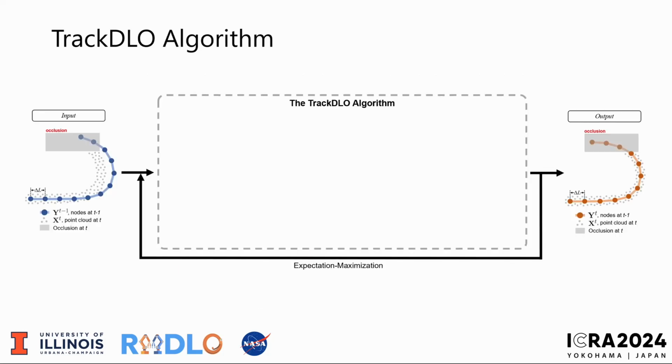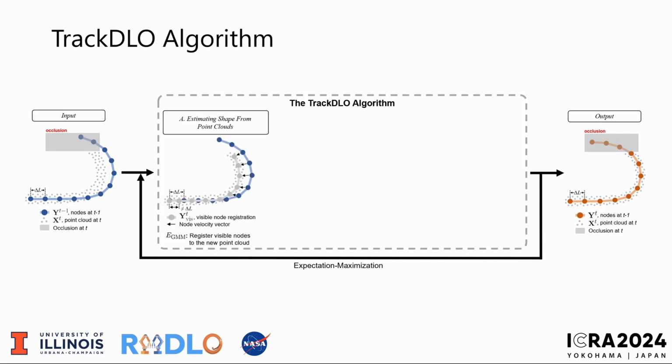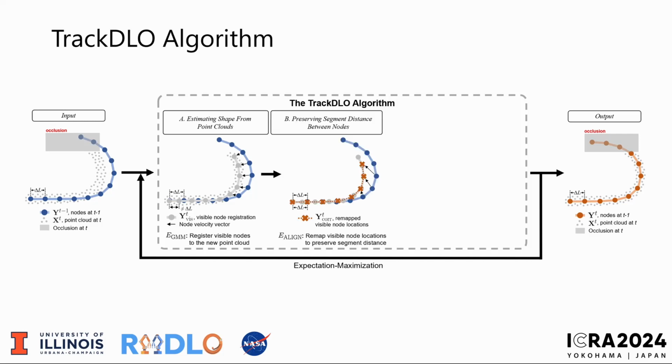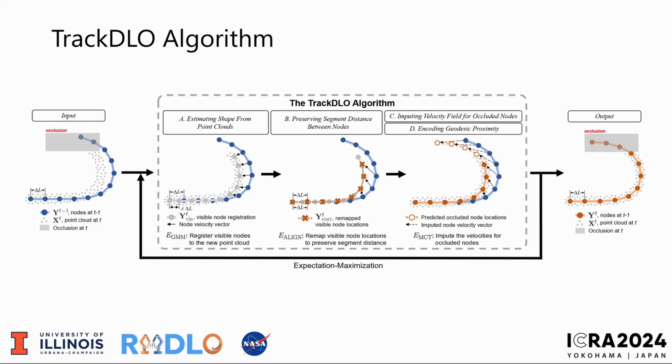The TrackDLO algorithm takes two things as inputs: the point cloud at the current time step t and the DLO nodes at the previous time step t-1. First, TrackDLO estimates the visibility of DLO nodes and registers the visible nodes to the current point cloud. Then, it remaps the visible node positions to preserve the distance between adjacent nodes. Finally, it registers all DLO nodes to the new point cloud.